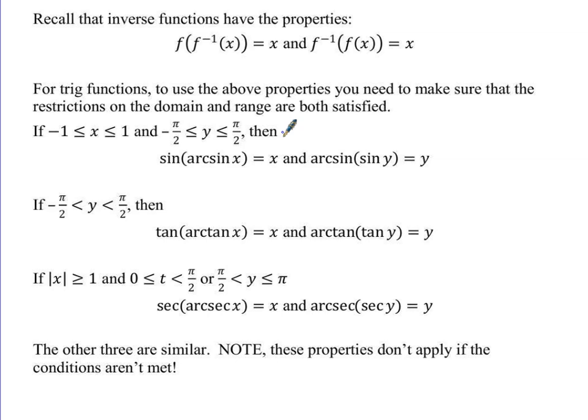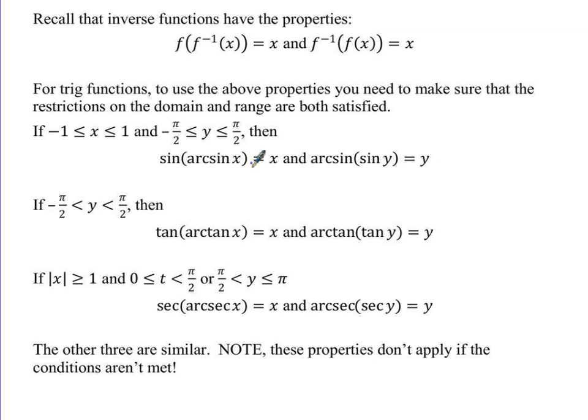Because trig functions are periodic, meaning they're cyclical, which means they don't pass the horizontal line test, we have to restrict the domain, which subsequently restricts the range in our inverse functions. So we have to restrict our domain and our range for sine and arcsine. And if we do that, then we can have this situation.